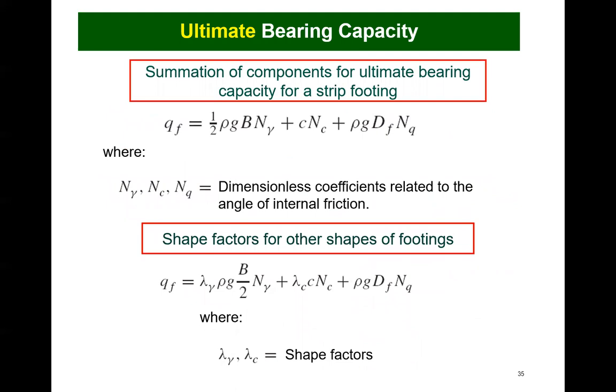The ultimate bearing capacity equation is shown in this slide. The bearing capacity of a soil is viewed as having three contributing terms. The first term takes the weight of the soil into consideration, and it has a dimensionless coefficient which is related to the angle of internal friction of the soil. The second term takes cohesion into consideration, and it likewise has a coefficient related to the angle of internal friction. The third term takes the effect of surcharge load into consideration.